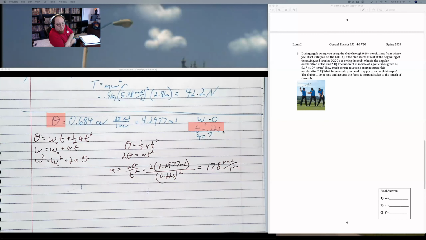Kinematics is the matching game, just like it was in chapters 2 and 3. But yes, if theta shows up or t shows up, that's going to be kinematics.